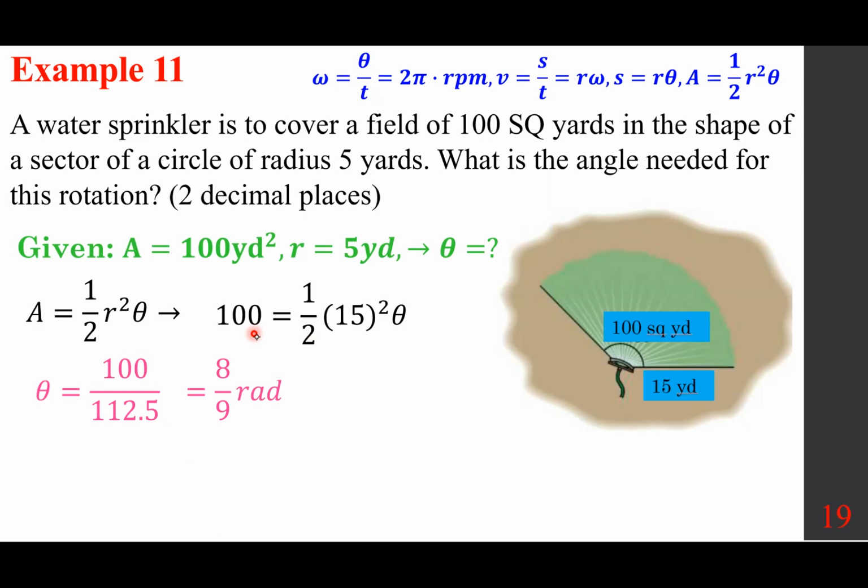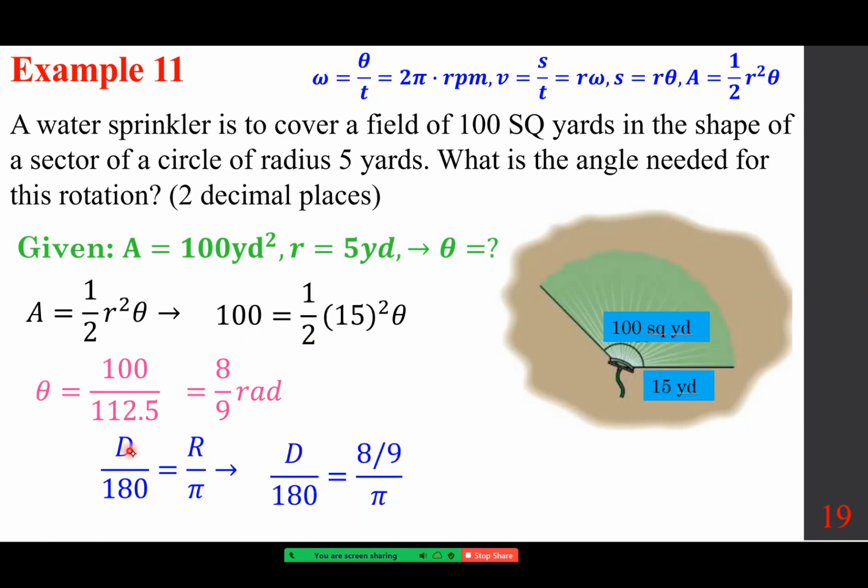Now, normally they're interested in the answer in degrees. So all you have to do, multiply this one by 180 over pi, or just go with this formula. R is 8/9, find the missing d. However, you do this conversion. So it's almost 51 degrees, 50.93, or almost 51 degrees.